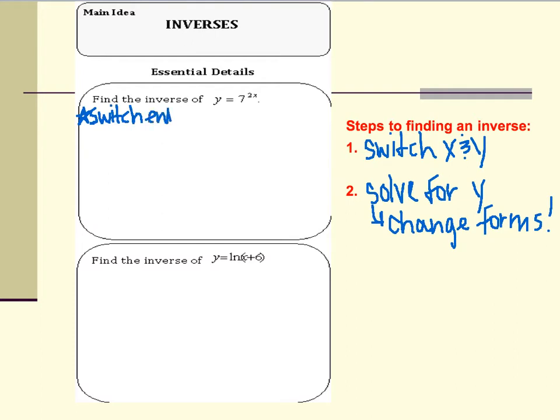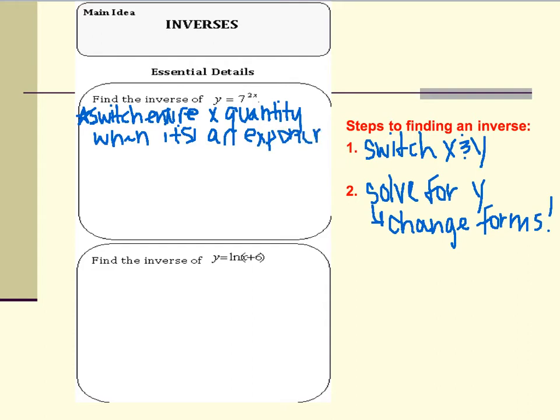Switch entire x quantity when it's an exponent. I'm trying to write as small as I can here. Switch your entire x quantity when it's an exponent. Okay, so let's do this. So 2x is my entire exponent there.